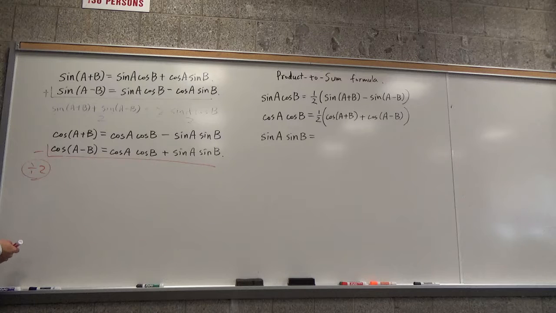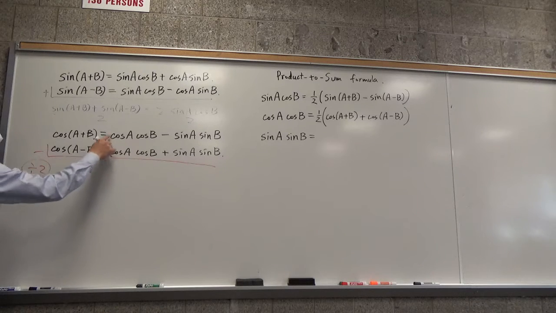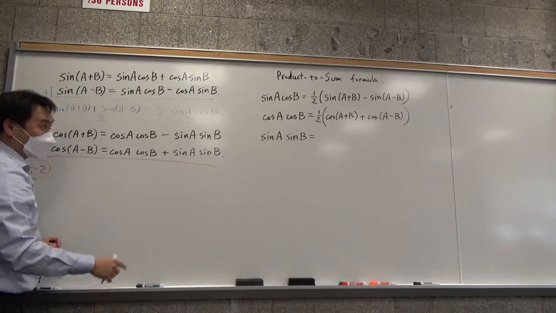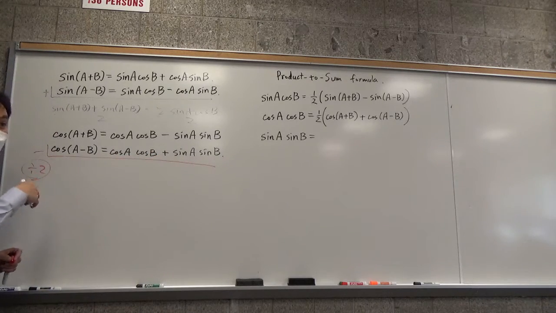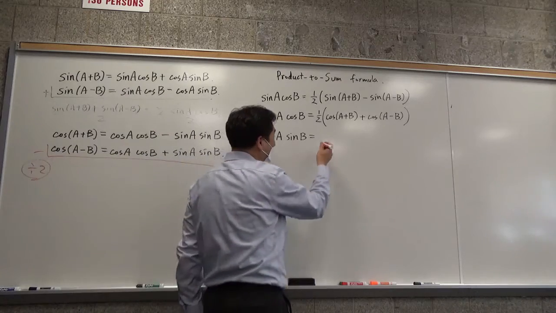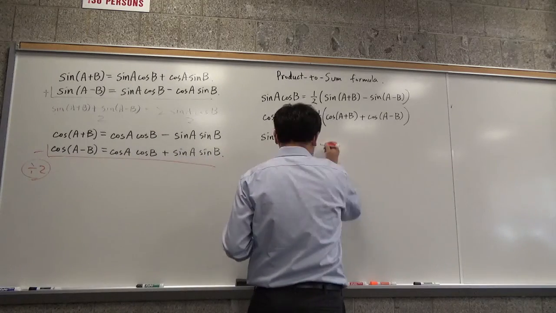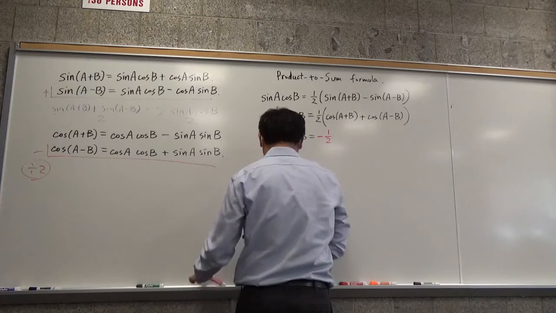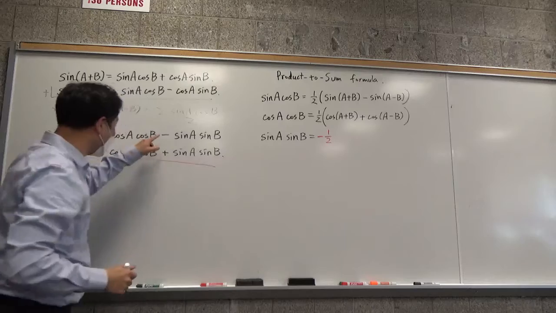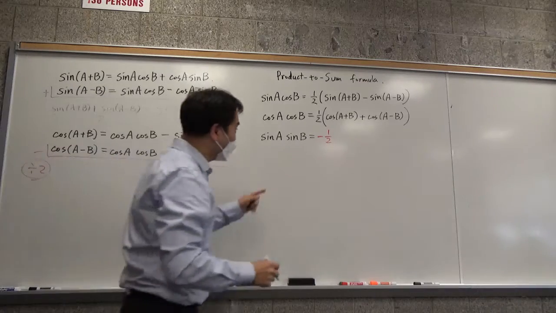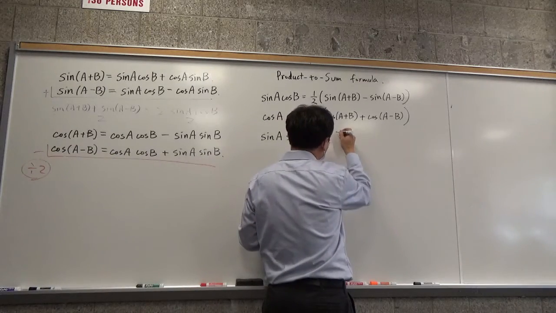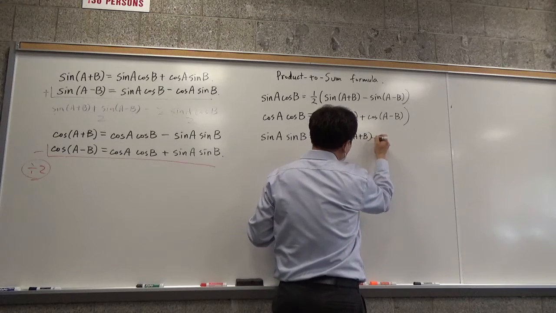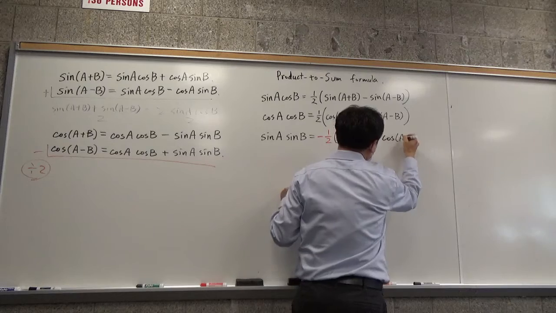The other side will cancel. Then this one will cancel, but it will be -2 of sine A sine B, right? So instead of dividing by 2, you have to divide by -2, or multiply by -1/2. So that's a slight change from the other ones. If you subtract, you end up with -2, so you have to divide by -2. And it'll be cosine A plus B minus cosine A minus B.